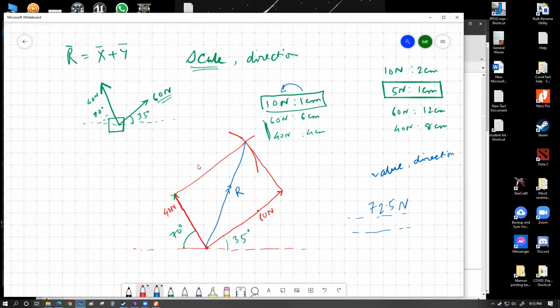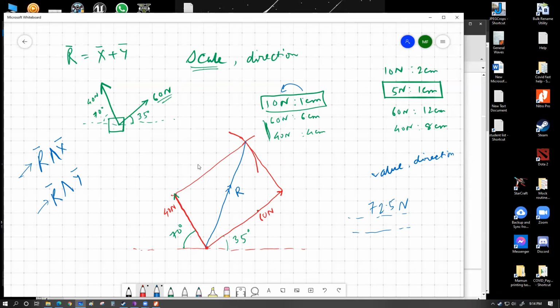Now the direction can be written in a lot of different ways. For this question, the most common way is to write the direction with respect to one of the component vectors. We can write the angle between the resultant and the x vector, or we can write the angle between the resultant and the y vector. Either of these two choices is okay. Sometimes we deviate from these choices, depending upon the ease of expression.